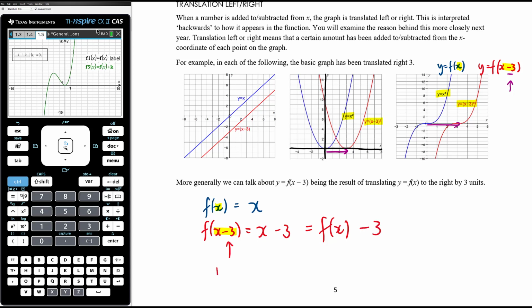So actually what we're seeing here is translating right by 3 is the same as translating down by 3 for the linear function. That's not true for the other two though. We could think about that as going down by 3, but we can also think about it as going to the right by 3. And that's why the linear function is a bit of an awkward one to look at with transformations, because it's such a simple shape that actually translating left and right isn't really very different to translating up or down.